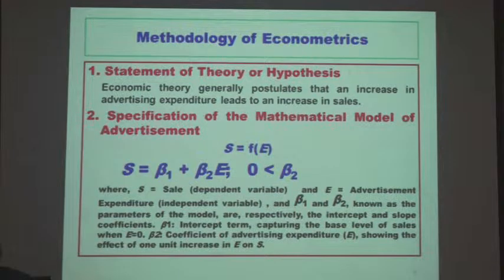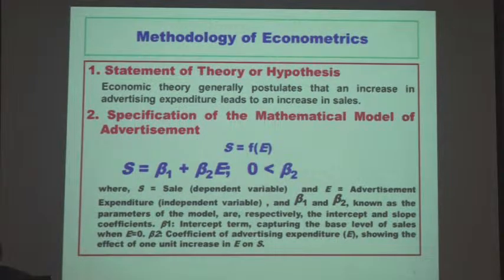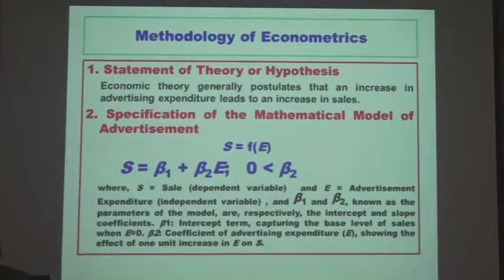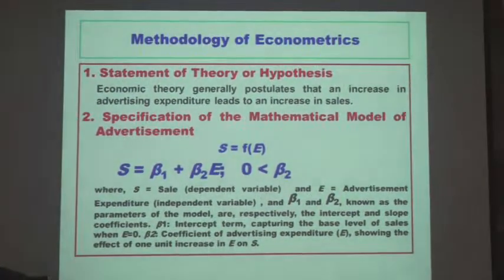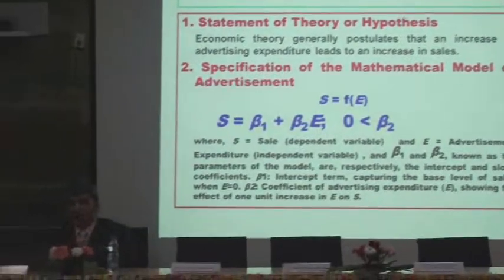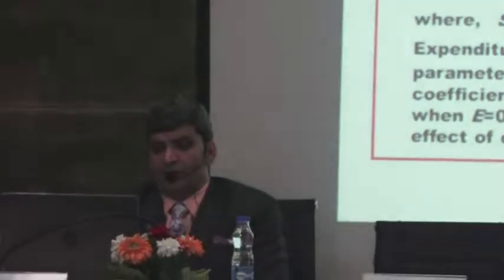Economic theory tells us that the value of beta 2 should be greater than 0. That is, this relationship is positive. A relationship may be positive as well as negative. An independent variable may affect the dependent variable in any way, but it affects it. That is why we call it an independent variable, because it has an effect on the dependent variable. So this is our functional form, the specification of the mathematical model: S is equal to beta 1 plus beta 2 E. This is the equation of a straight line, and this is the mathematical model.